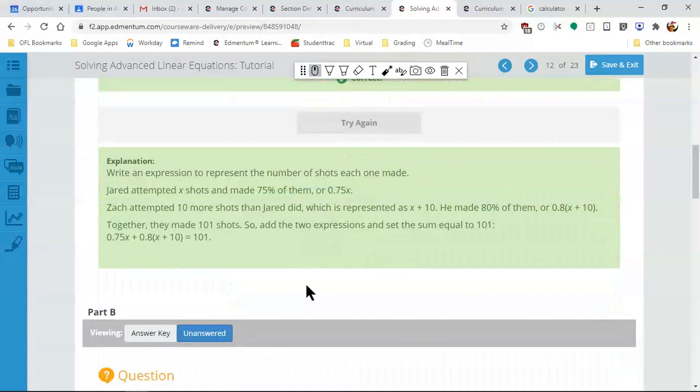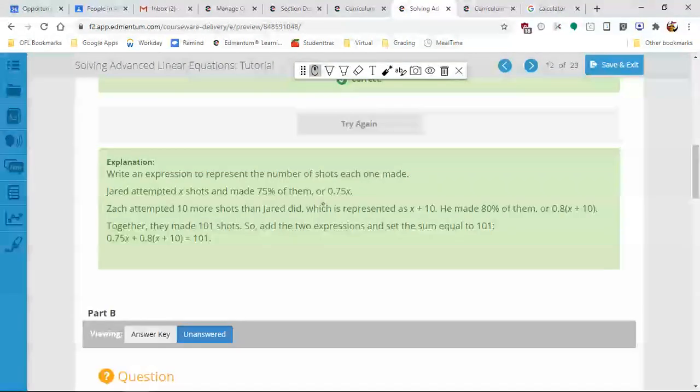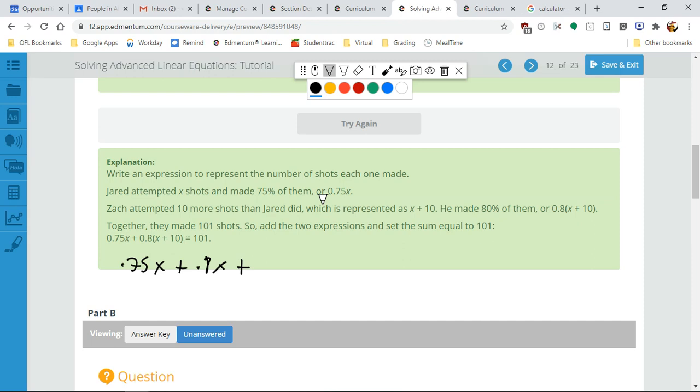So moving on to this next one. Now we have to solve for the shots. Again, we're looking at our equation that we just made up. This becomes 0.75x plus 0.8x plus 80. What a difference that made, having this parentheses, right? It would have been plus 10 if we didn't put the parentheses, but because we did, it's 80 shots different.